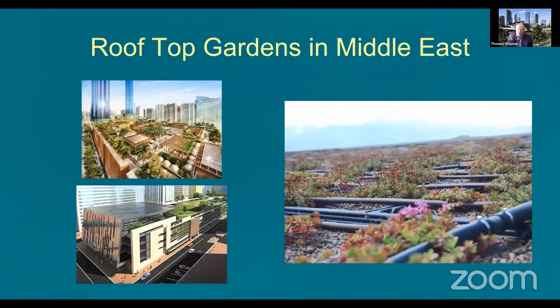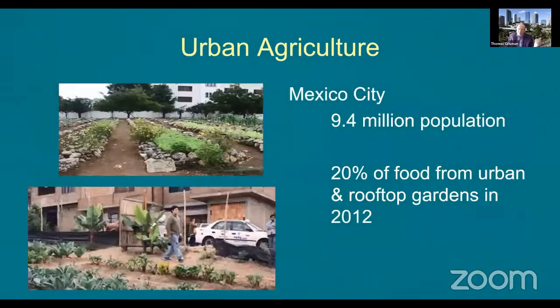Here are examples from the Middle East, from UAE, in which you can take the water from people's sinks, not their toilets, but their sinks, pump it up onto the roof, and you can use it to have gardens and to grow crops. An example of this, my final slide, is that of urban agriculture. The example is Mexico City, which is dry, very dry. It has 9.4 million people, and currently 20% of the food of Mexico City comes from urban and rooftop gardens, and that was in 2012.